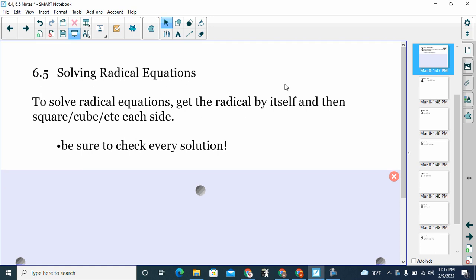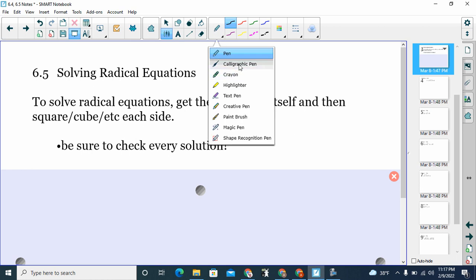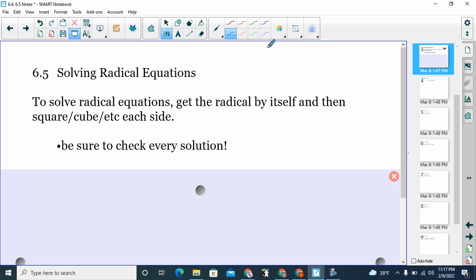It is important that you check every solution. When we square both sides, it is certainly possible that you could get extraneous solutions. A very basic example of where those extraneous solutions may come from: if I start with a pretty basic equation, x equals 3, x is only equal to 3. That is the only solution that makes this true.